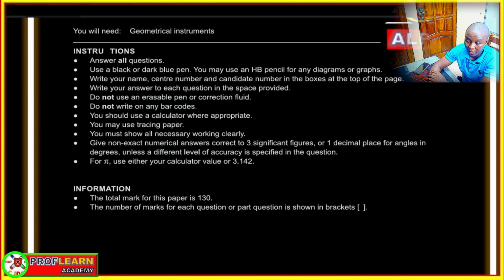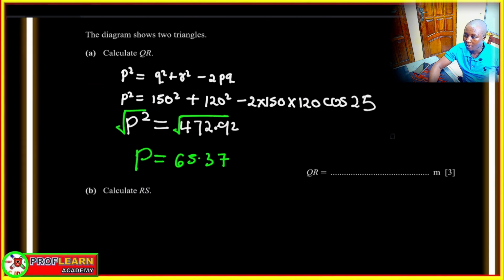Now remember, in this particular exam, for questions that have non-exact values, you are going to give your answer as 3 significant figures, or you can give 1 decimal place, especially for angles. That information is provided here so that you can do that.